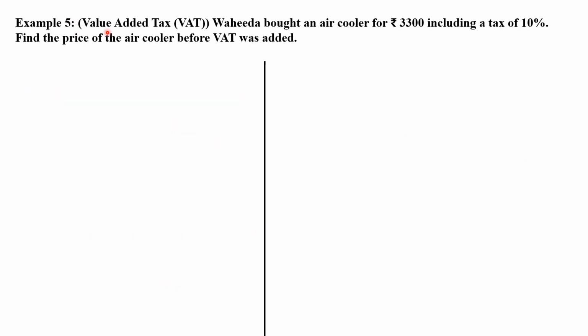Now example number 5. Wahida bought an air cooler for 3,300 rupees including a tax of 10%. What is the meaning of including a tax of 10%? It means this is not the original cost of the air cooler. This will have the original cost plus the tax amount, that together is 3,300. And we have to find the price of the air cooler before VAT was added. So the original cost of the air cooler you have to find, isn't it? And this 3,300 is given as original cost plus tax.